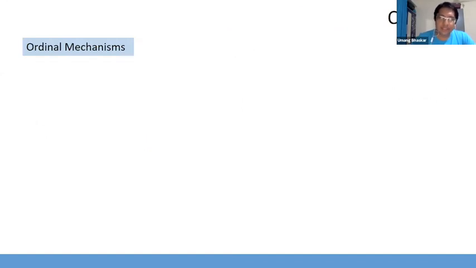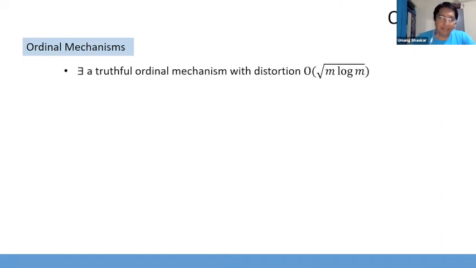Okay, so with this, let me jump into what we show. For ordinal mechanisms, we show, firstly, that we modify the mechanism presented in the earlier paper by Boutilier et al. to show that it can be made truthful. And the same bound holds: we show a truthful ordinal mechanism which has a distortion of order square root m log m.